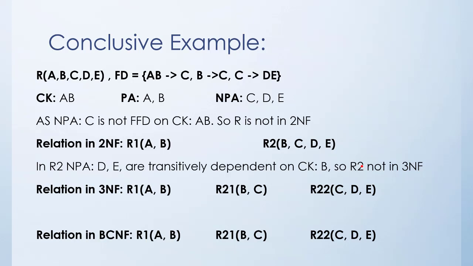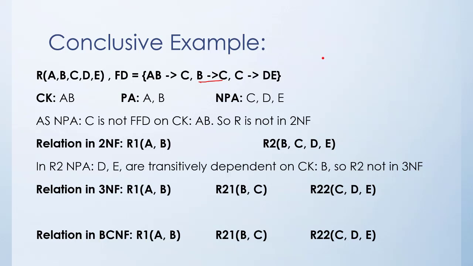So my candidate key will be AB, the prime attributes will be A and B, and the non-prime attributes will be C, D, and E. Now take the second functional dependency, B determines C. So a non-prime attribute C is not fully functionally dependent on the candidate key AB. So R is not in 2NF. So we need to decompose it. How can we decompose it?